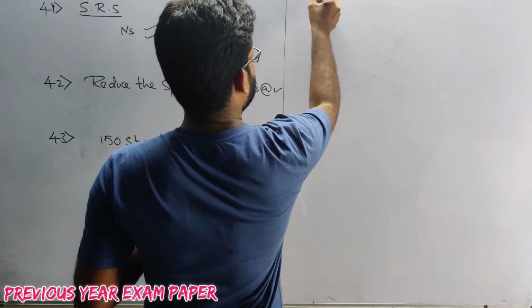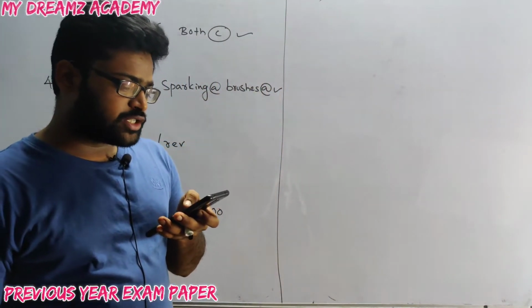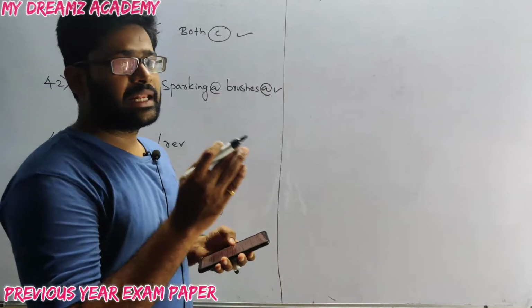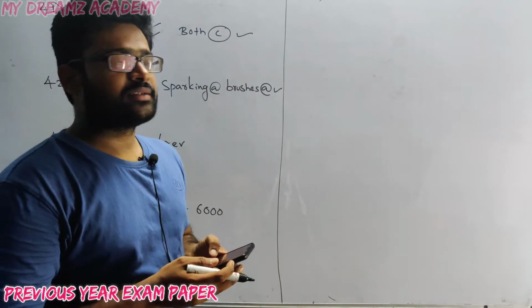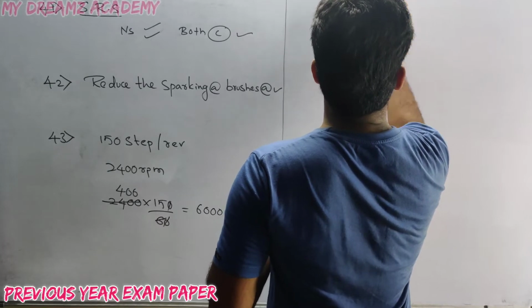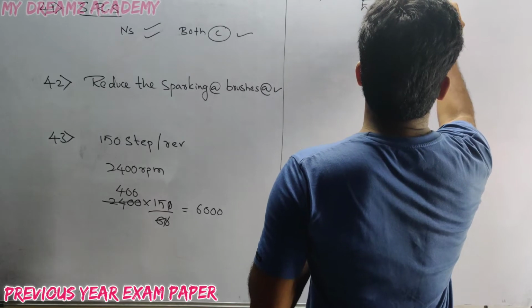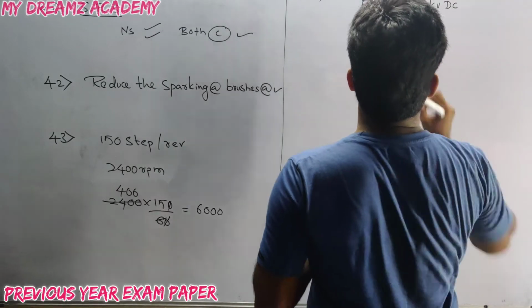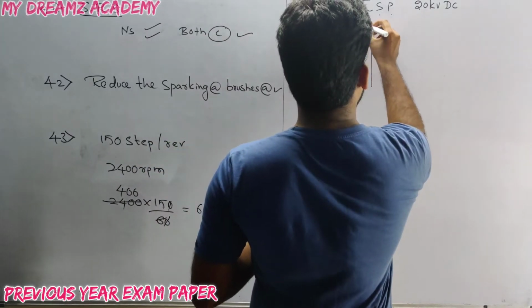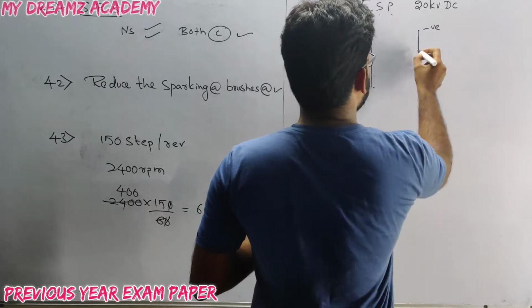Next, question number 44: the equipment installed in a power plant to reduce the air pollution due to smoke. We install one equipment that is called ESP, electrostatic precipitator. We give a supply voltage of 20 kV DC to this electrostatic precipitator. In this, one is a positive terminal and another one is a negative terminal, so the dust particles will attach to these plates.